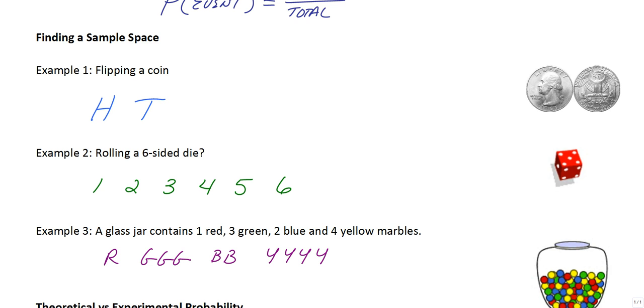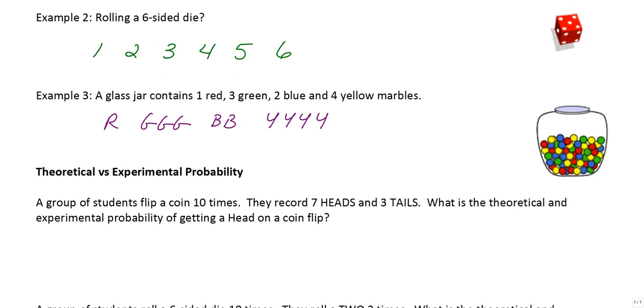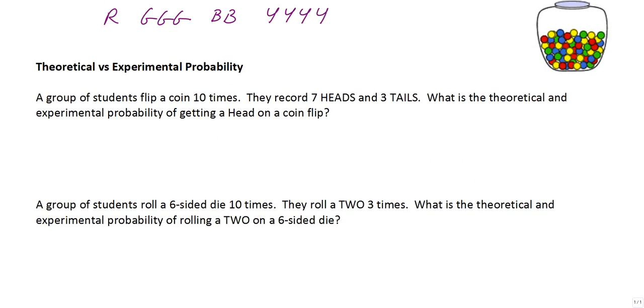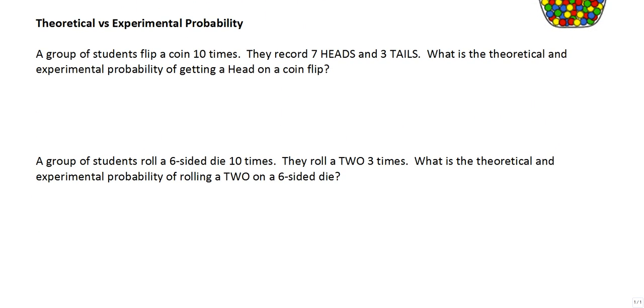So we need to talk about the two different kinds of probability, and we'll do a couple examples, and then we'll be good. So we have theoretical versus experimental. Now, theoretical is, this is what the probability is mathematically.